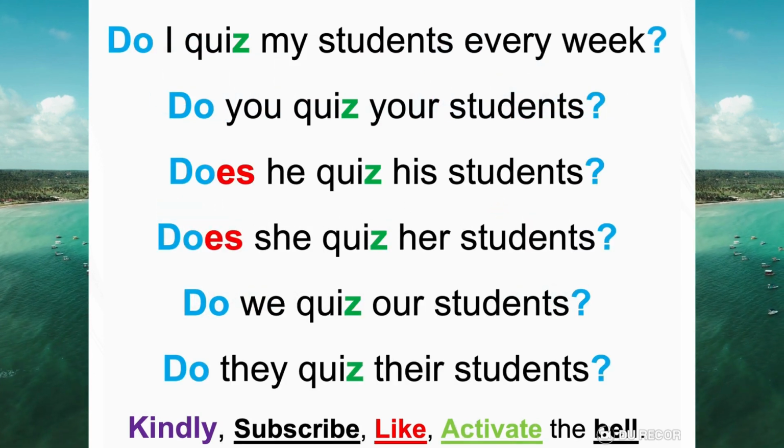Do I quiz my students every week? Do you quiz your students? Does he quiz his students? Does she quiz her students? Do we quiz our students? Do they quiz their students? As you see in the question form, the verb doesn't change, but you need to write does he and does she in the question. That's the end of today's lesson.